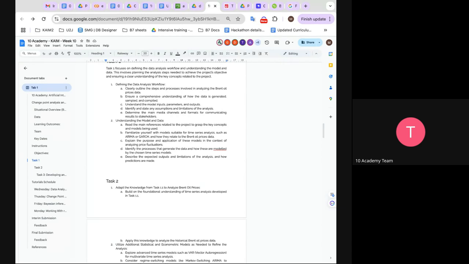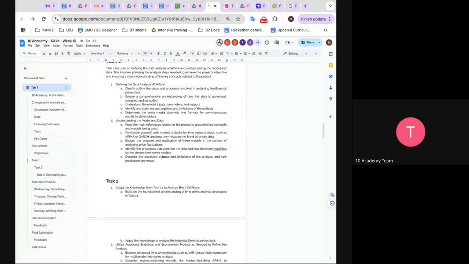This can be a complete report for Brent Energies, so you need to consider any assumptions plus limitations of the analysis. And you need to determine the main media channels and formats for communicating the results to the stakeholders. For this case, we plan to have a dashboard. So that dashboard could be considered your main channel, plus the report. The report you provide to Brent Energies will be the main channel for communication.